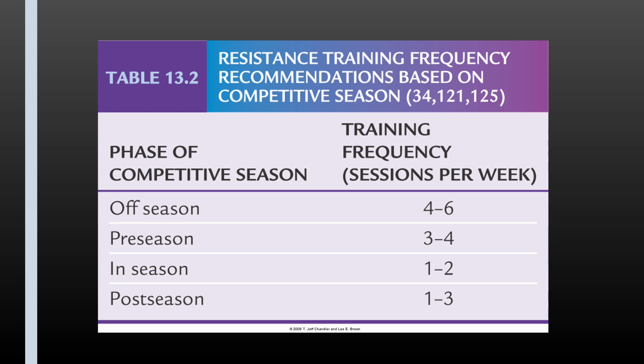This is an example table of resistance training frequency recommendations based on a competition season. This is reflecting the number of training sessions in the weight room. So if someone is off season, they can train more frequently. If they're in season, it's going to be much less because they'll have games, because they'll have practices with their teams. So it really depends on the activity level of that athlete.